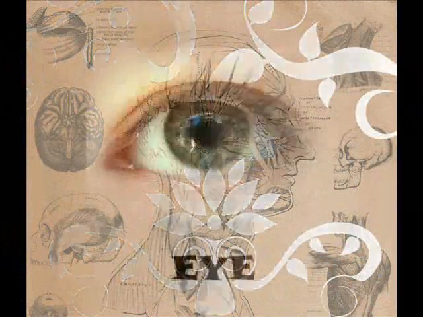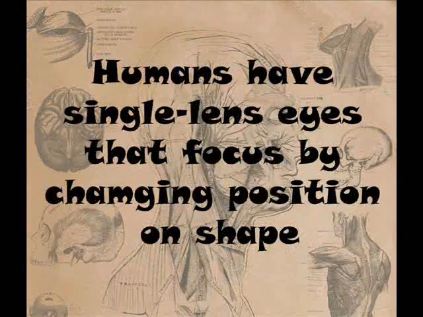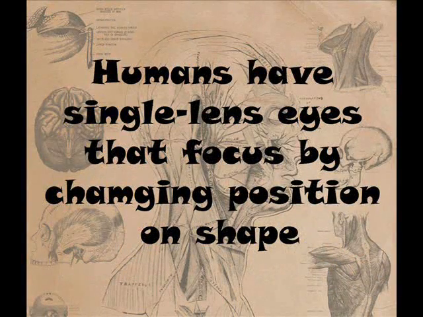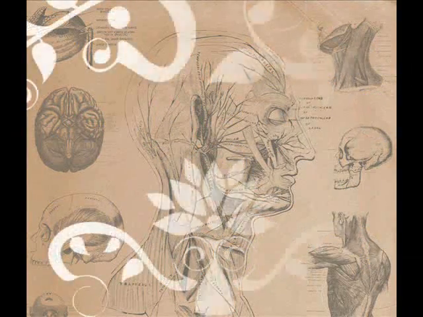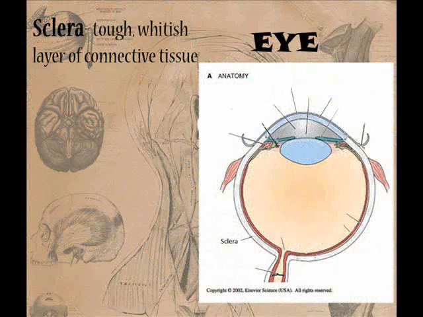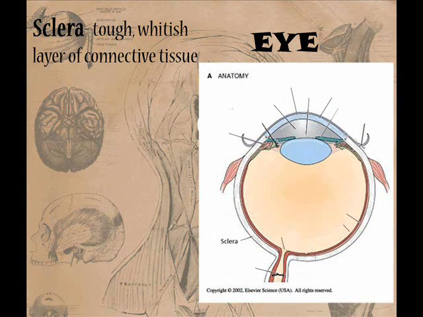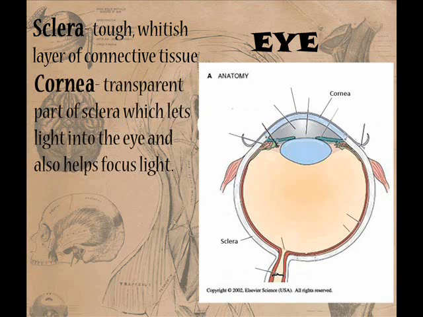Another sensory organ is the eye. Humans have a single-lens eye that focuses by changing position or shape. First, let us discuss the parts of the eye. Sclera is a tough, whitish layer of connective tissue on the outer surface of a human eyeball. Cornea is the transparent part of the sclera at the front of the eye.